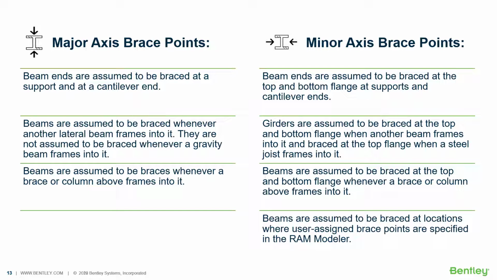Now, in addition to the default brace points that are considered by the program, you can assign flange bracing or unbraced length parameters on a member-by-member basis, which would override the global criteria. After the steel design is performed, you can always review the major and minor axis unbraced length that were used in the calculation of the axial and bending capacity for each lateral steel member through the View Update command.